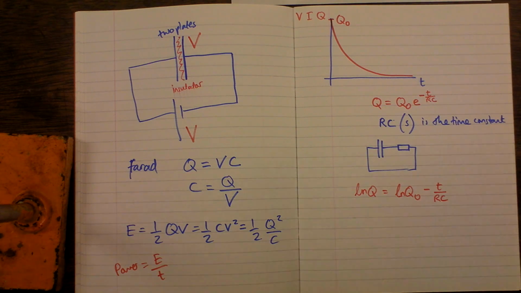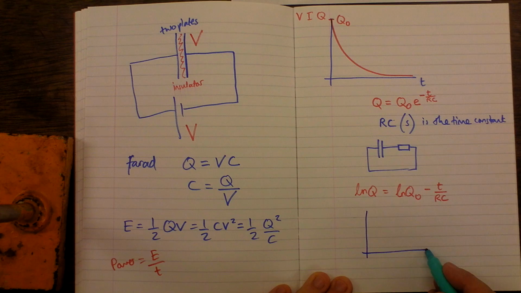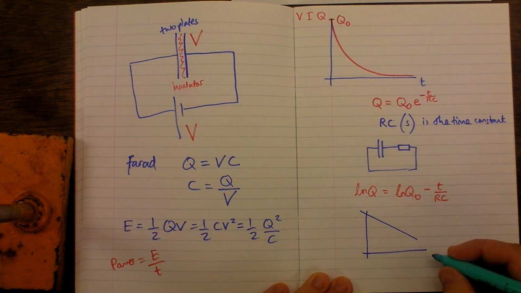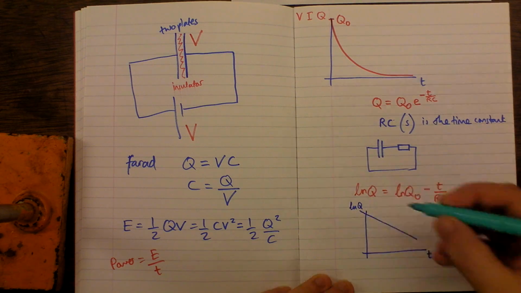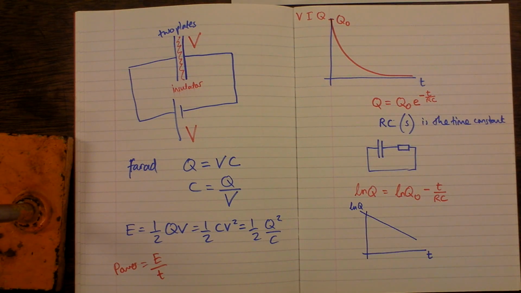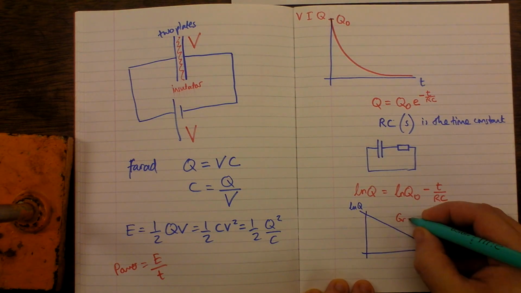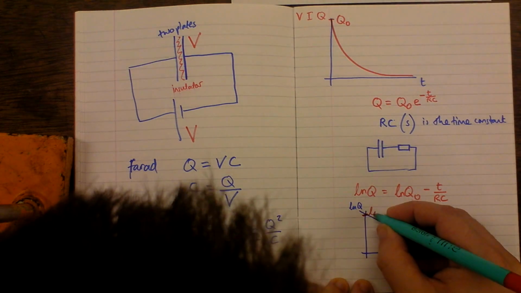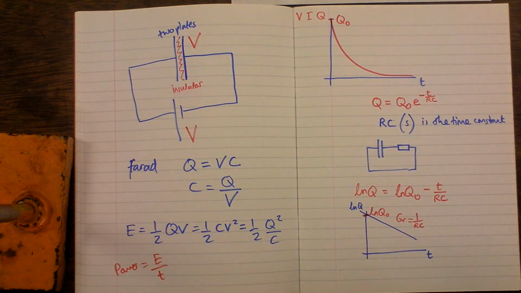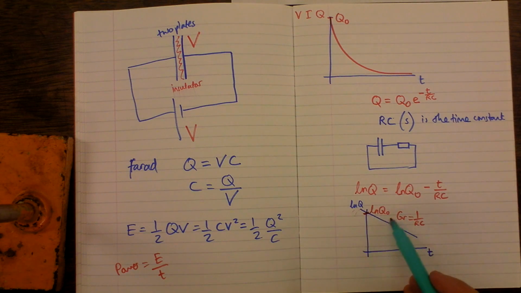Now that very easily could be converted into a straight line graph of log Q against t. You can see that my gradient would be equal to 1 over RC. My intercept would be the log of Q0. So from this graph I could work out what was the initial charge on the capacitor, and from the gradient I could work out what's the time constant of the circuit.